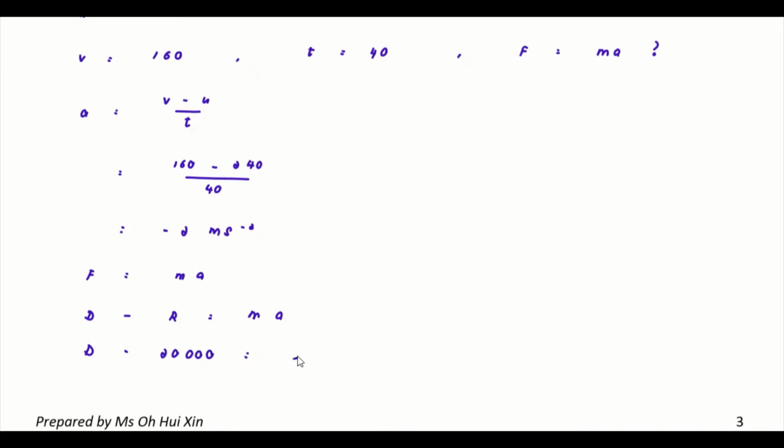20,000 will be equal to 8,000 multiplied by negative 2. So from there, we can get our driving force is actually 4,000 Newton. Okay, so which means that in this case, I'll need to have the driving force of 4,000 Newton to balance out with the air resistance, which is 20,000 Newton, so that the aeroplane can have an acceleration of negative 2.